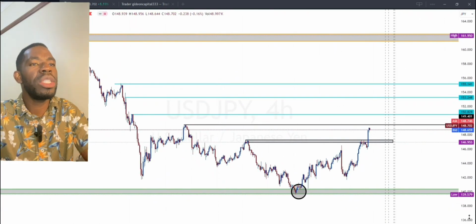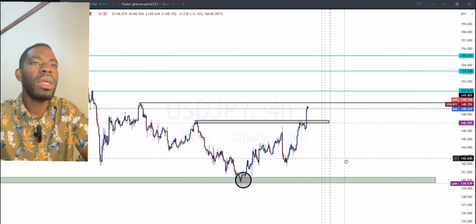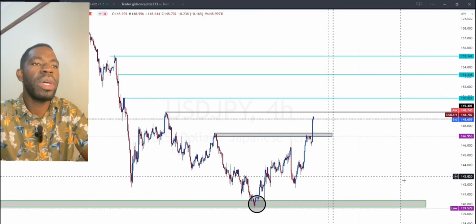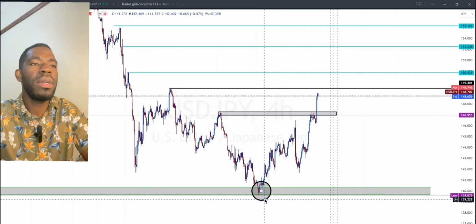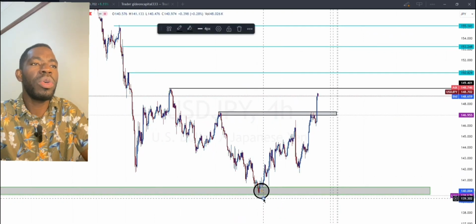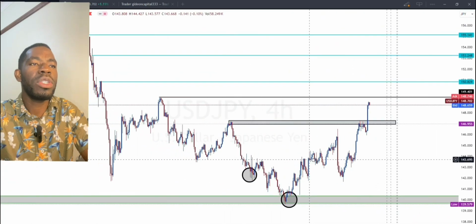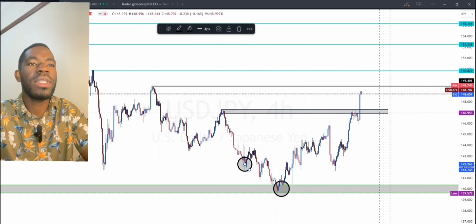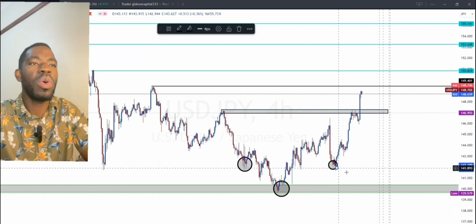Market structure is changing, guys. Take a look at this. This is USDJPY, it's forming an inverse head and shoulder over here. This is a head. This is one shoulder. I'll make this a bit larger so that you can see. This is our first shoulder. Doesn't have to be perfect, guys. This is our second shoulder over here. So what we are seeing is an inverse head and shoulder.